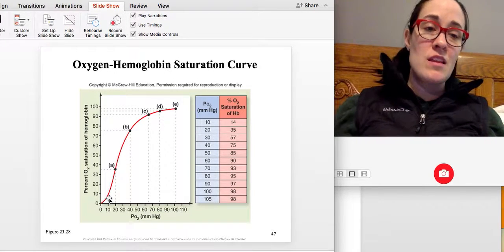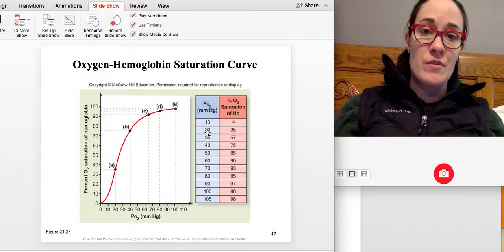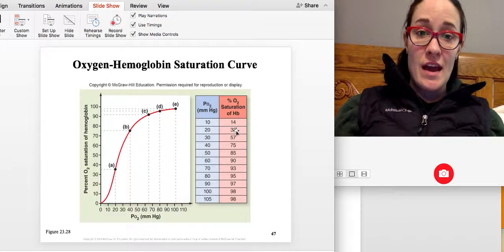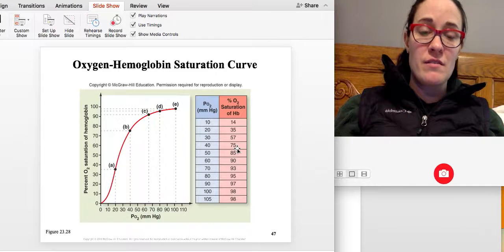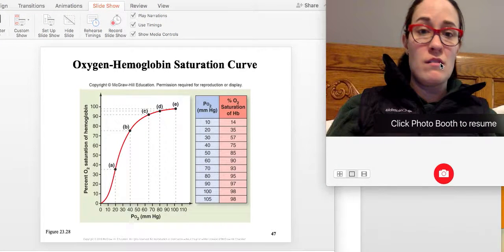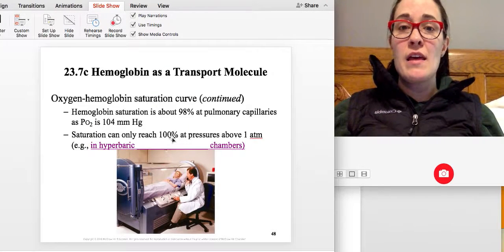And you can see at the beginning of the curve, it's a very steep increase, and you can see that reflected in the numbers. When you jump from a partial pressure of 20 to 40, it has a 40% increase in saturation. And compare that to a 20 millimeter increase here, 80 to 100. It's only a 3% increase. So at the beginning, there's a bigger difference.